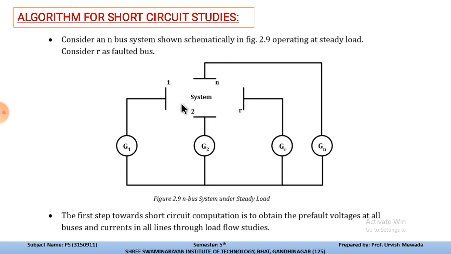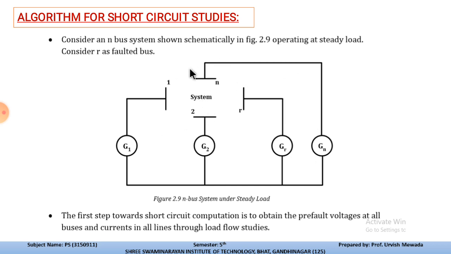So this is one circuit which is shown, where we have buses 1, 2, up to r and nth number of bus. Each bus has its individual generator. For bus number 1, generator number 1 is connected, with bus number 2 generator number 2 is connected, at bus number r generator Gr is connected, and at bus number n, Gn is connected.